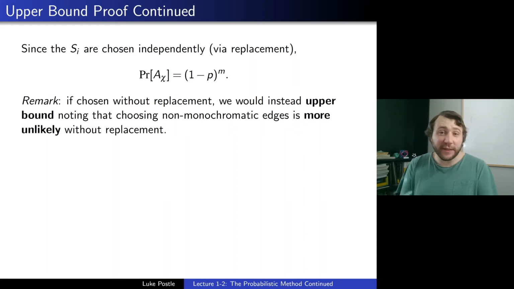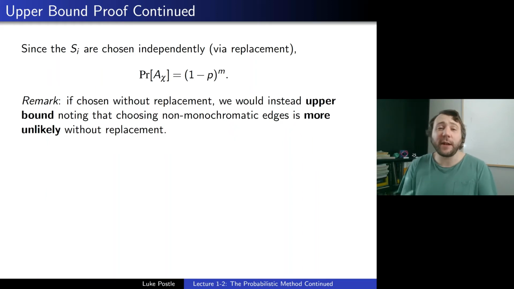What we would do differently in the proof, it's not too hard, it works for us here, is that we would instead upper bound. So we'd say that the probability of A_chi is at most (1 minus p) to the M, by noting that choosing non-monochromatic edges, right? So for a fixed coloring, there are just edges which are monochromatic and ones which are not. So if you're doing it without replacement, choosing non-monochromatic edges is more unlikely, right? If I have to choose M non-monochromatic edges and I'm not allowed to put them back, it's going to be less and less likely to pick non-monochromatic edges.